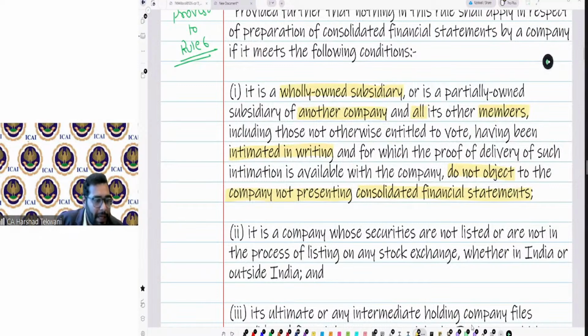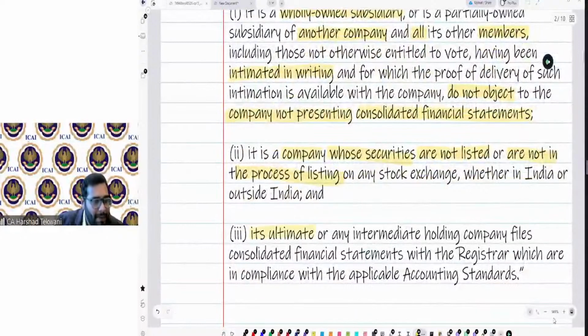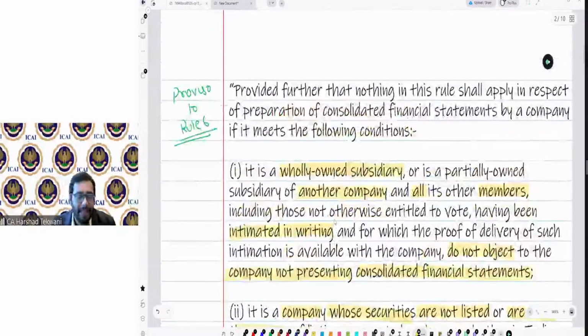Second, the company whose securities are not listed or are not in the process of listing on any stock exchange. Third, its ultimate or any intermediary holding company files consolidated financial statements with the registrar, which are in compliance with the applicable accounting standards. If these conditions are satisfied, then the company is not required to prepare CFS. The company is exempt from preparing consolidated financial statements.